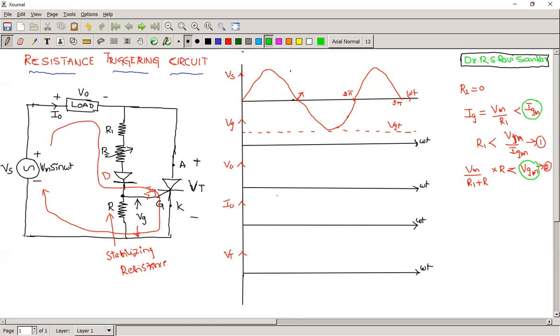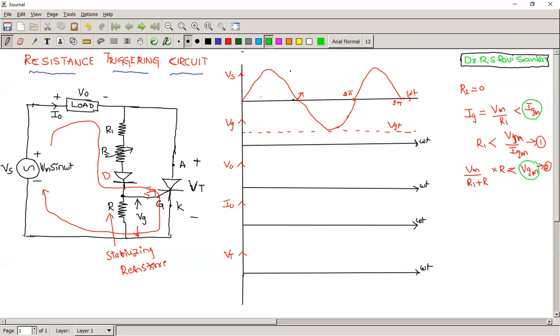Now we have already calculated the value of R1, and the Vm value we know. Now based upon this, we have to calculate the value of R. From expression 2, you have to design the value of R so that the voltage drop across this resistance is not going to affect the voltage between the gate and the cathode. Okay. Now we are going to see how this circuit is going to turn on the SCR.